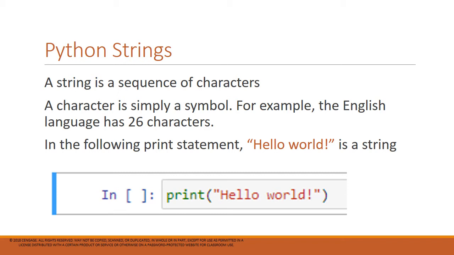A string is a sequence of characters. A character is simply a symbol. For example, the English language has 26 characters, A through Z. In the following print statement, hello world is a string.